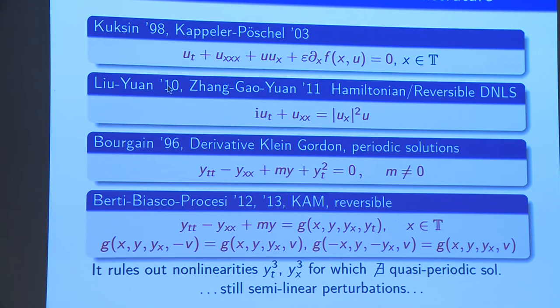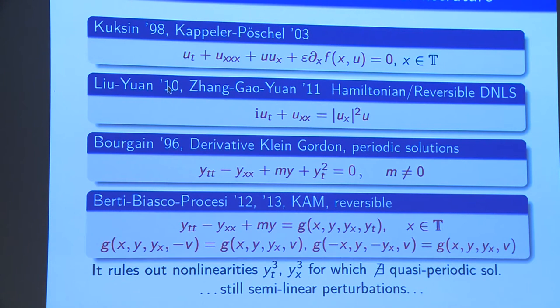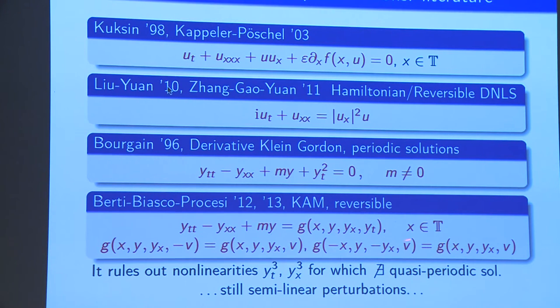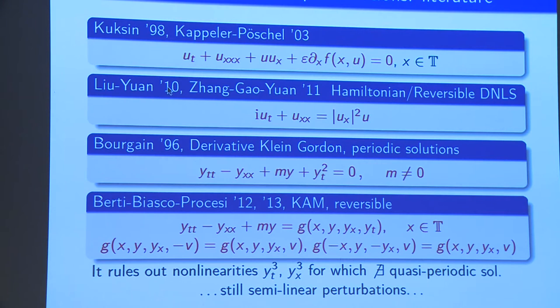This is in some sense more difficult because it is a less dispersive equation. And then with Luca Biasco and Michela Procesi, we gave a general result of quasi-periodic solutions for Klein-Gordon equations with semilinear perturbations, where the vector field depends on one derivative in time and one derivative in space. And one has to assume an algebraic structure, which is relevant, which is reversibility.